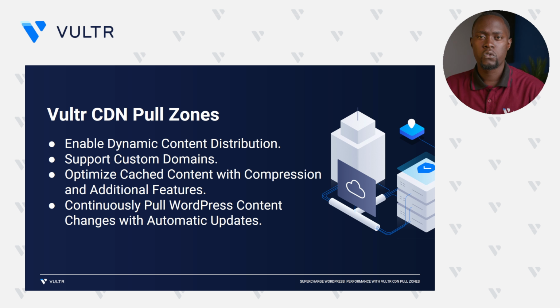Vultr CDN Pull Zones support custom domains, which enables you to mask the original Vultr CDN hostname with your own domain record. And since pull zones are associated with your origin server, they optimize cached content using gzip compression and additional features such as blocking AI bots to ensure that your web application is faster and can be accessed by all users in multiple locations.